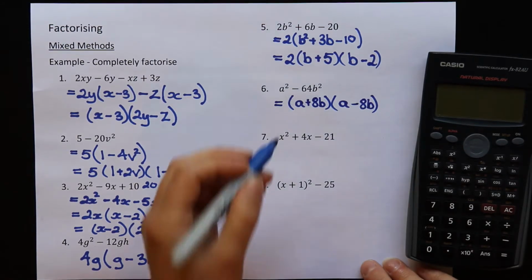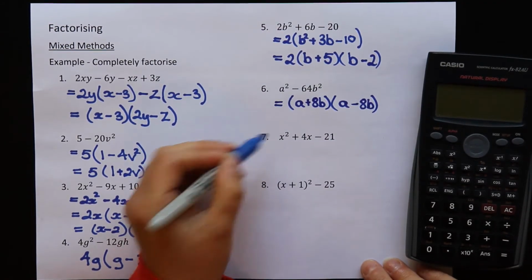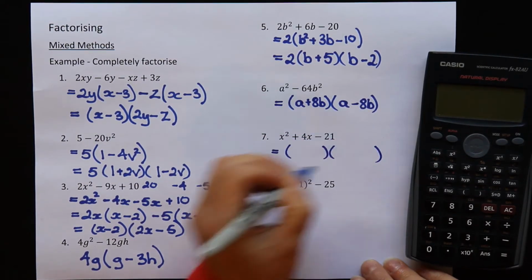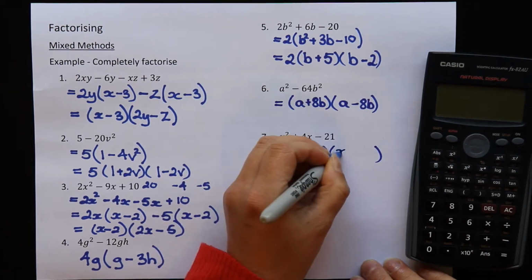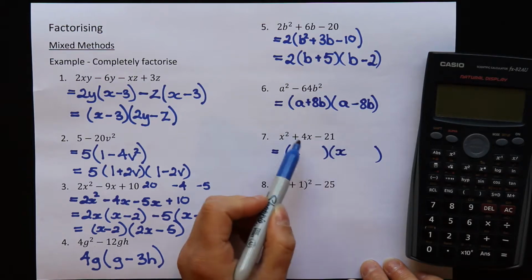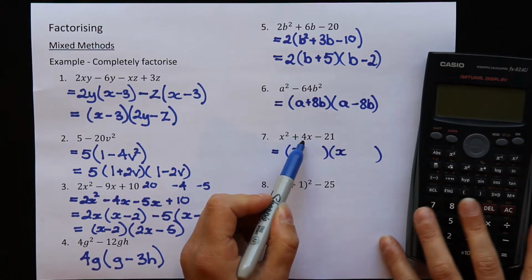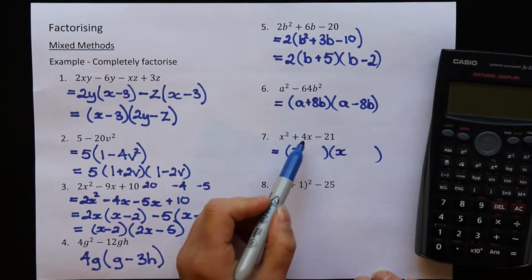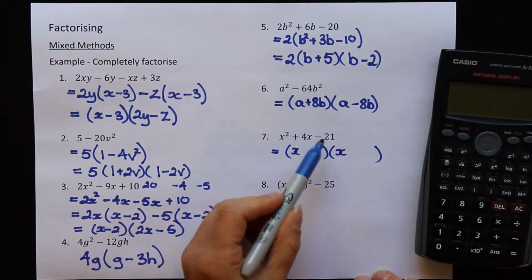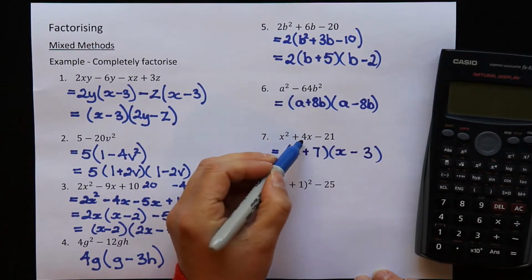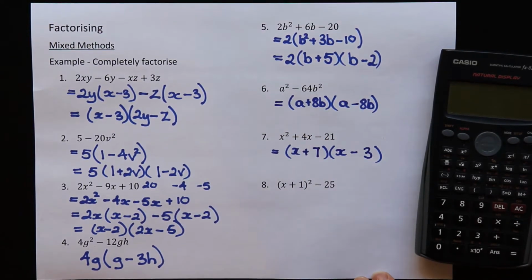Question 7. 3 terms, no number in front of the x squared. It's an easier trinomial. So we have the 2 brackets. X is going to go at the beginning of both brackets. I'm looking for 2 numbers that times to give a negative 21 and add to give a 4. So things that times to give 21 would be a 7 and a 3. A positive 7 and a negative 3 would work. Positive 7 and negative 3 makes a positive 4 when we add them and makes a negative 21 when we times them.